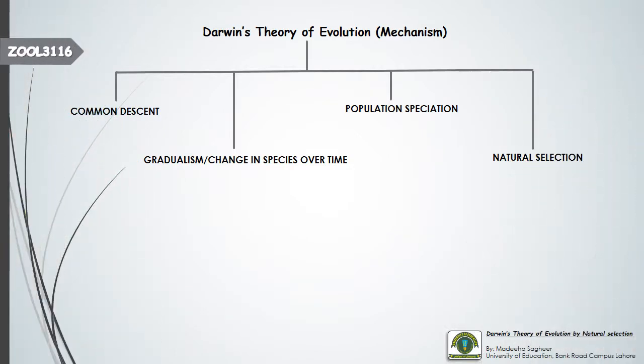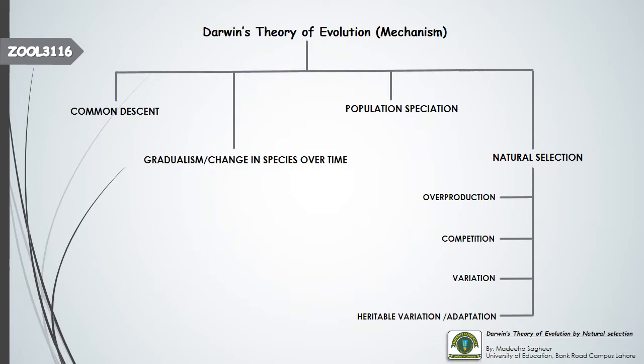So I want to connect this lecture with my previous lecture because we have talked about Darwin's theory of evolution as a mechanistic approach. In our previous lecture we have talked about the common design, gradualism, population speciation, and natural selection. So today we are focusing on Darwin's theory of evolution by means of natural selection. Natural selection involves the following points: overproduction, competition, variation, and heritable variations. So in today's lecture we're going to discuss these 4 points of the theory of natural selection.